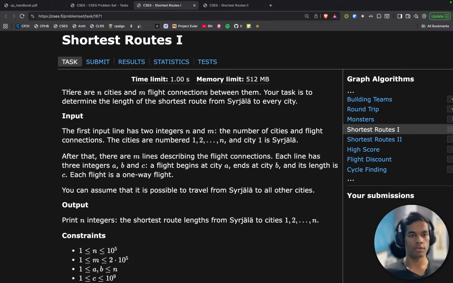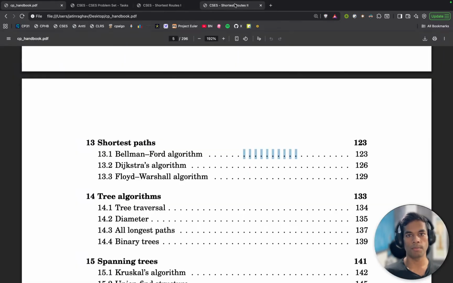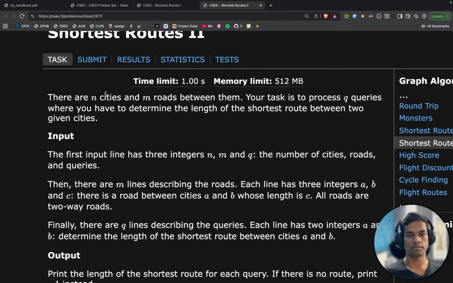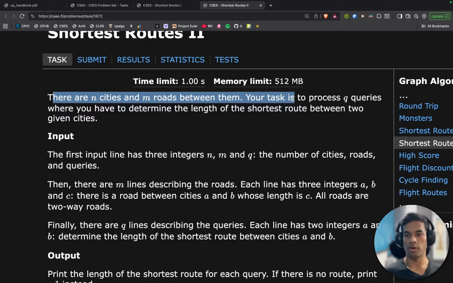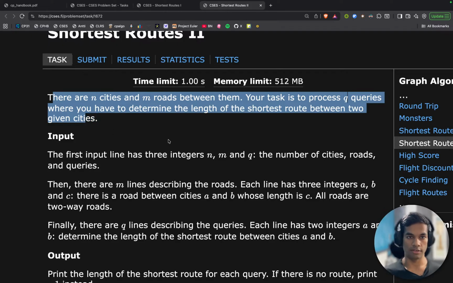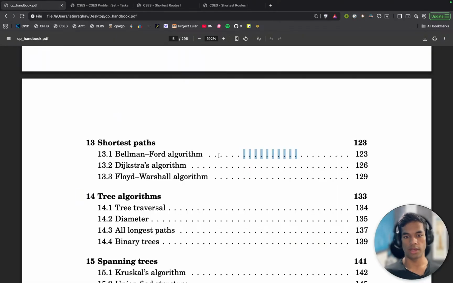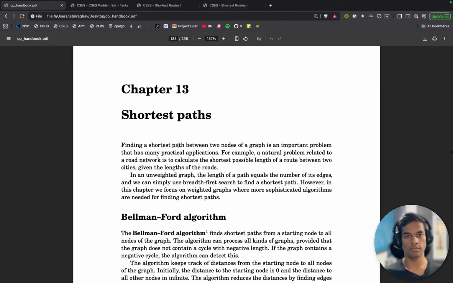We'll have to see. So there are n cities and m flight connections between them. Your task is to determine the length of the shortest route from a source city, which is fixed, to every city. So this one is going to use Dijkstra's algorithm. In this other one, there are n cities and m roads between them. Your task is to process q queries where you determine the length of the shortest route between two given cities. So that is going to use Floyd-Warshall, and we will have to see what Bellman-Ford does. So let's just get into it, right? Cool.